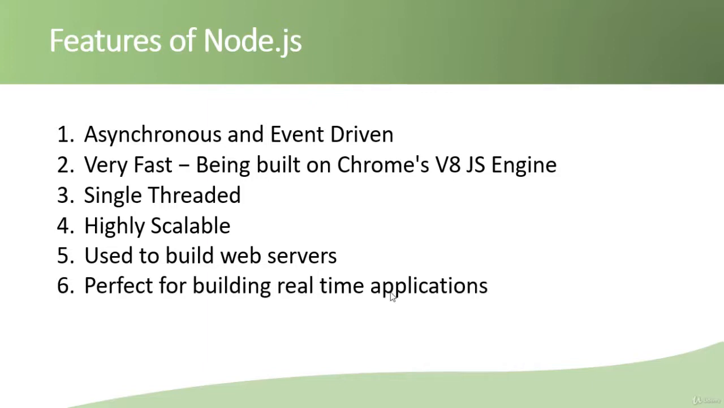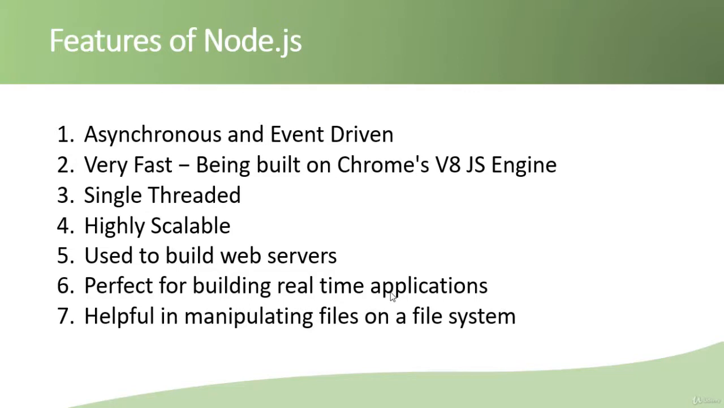Okay. Next, perfect for building real-time applications. Node.js is the best environment that helps us create real-time applications like a chatting application in which two persons chat with each other in real time. So Node.js is really helpful in that type of application because Node.js runs in a single thread. Okay. Next, it is also helpful in manipulating files on a file system because we have some core file system modules in Node.js. Okay. So these are some features of Node.js. And again, don't get confused with any of these features. We are going to discuss them in detail in our next section. This is just a quick overview of Node.js features.